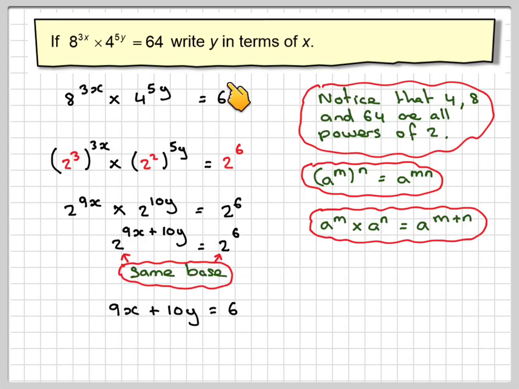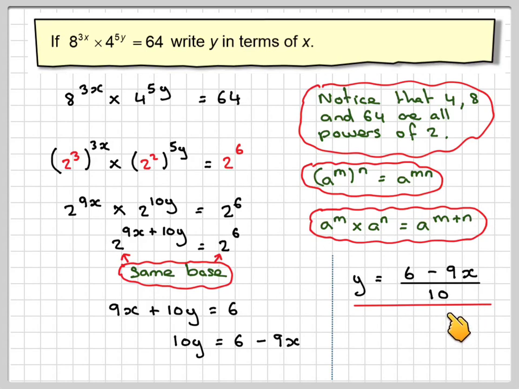And we want to write y in terms of x, so we're going to make y the subject. So subtracting 9x, we've got 10y is equal to 6 minus 9x. And then dividing by 10, we get that y is (6 minus 9x) over 10.